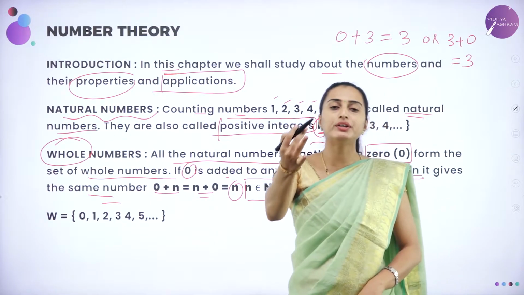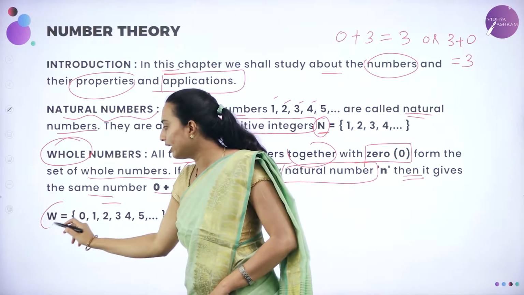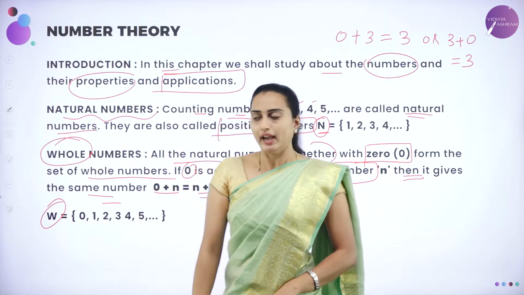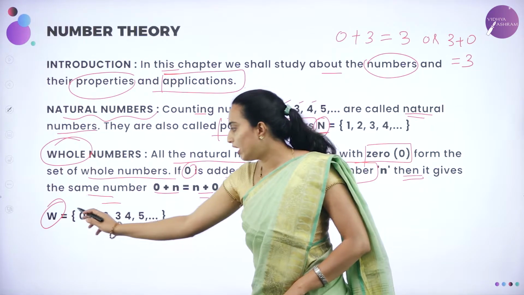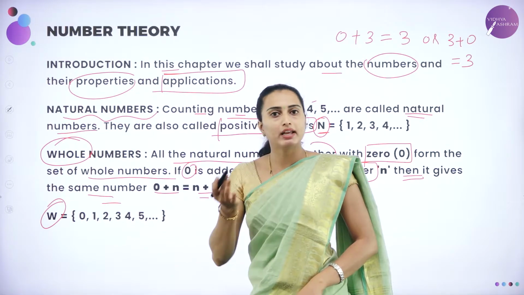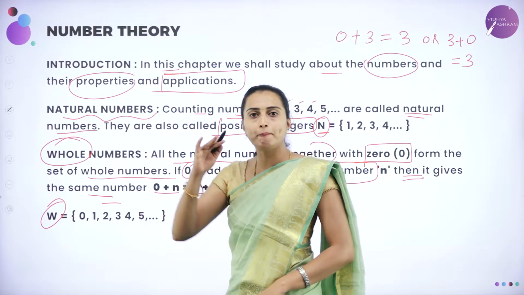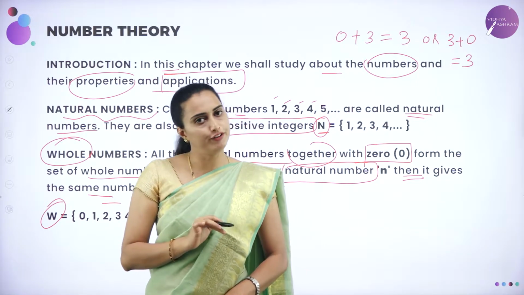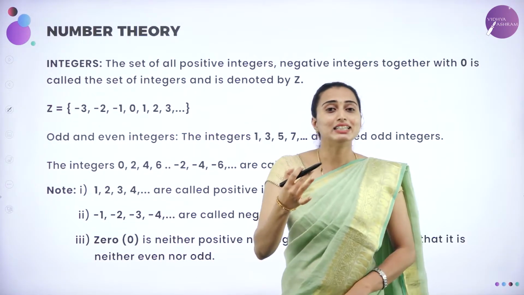Then how we are going to denote the whole number, ma'am? We are going to denote the whole number by the letter W, and then we are going to write the elements inside the flower bracket separated by a comma, which is 0, 1, 2. It will go up to infinite number of terms. Understood? Next we'll be moving on to the integers.